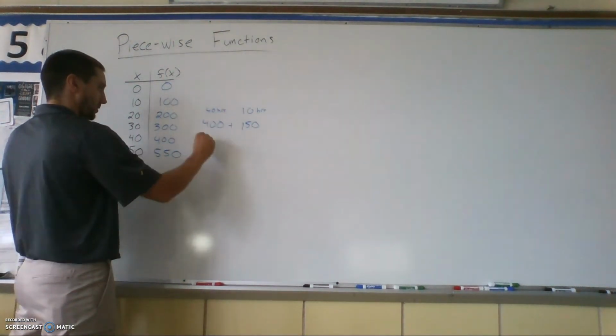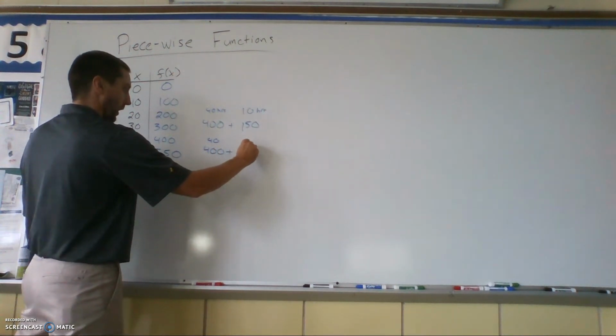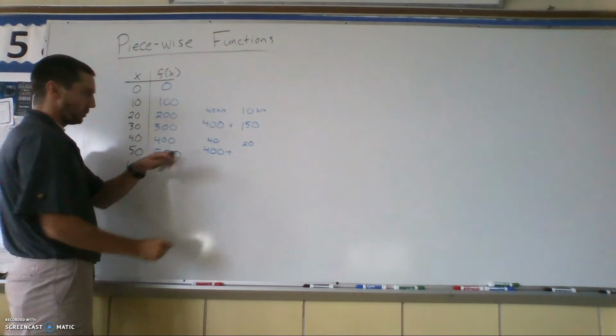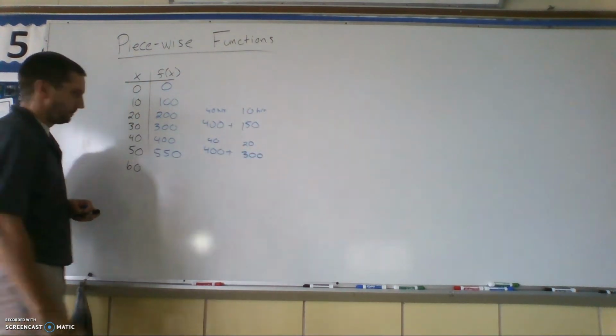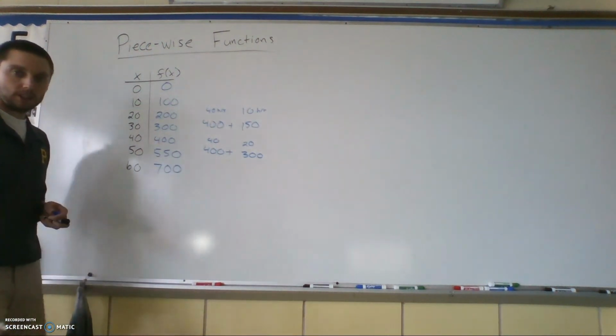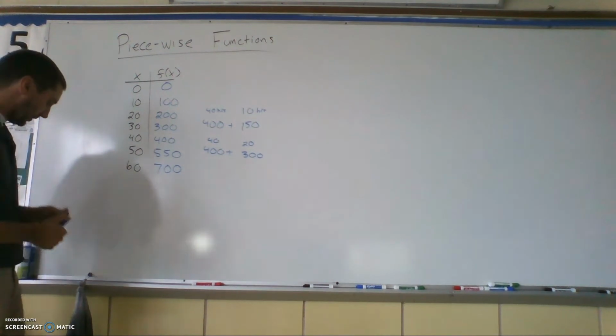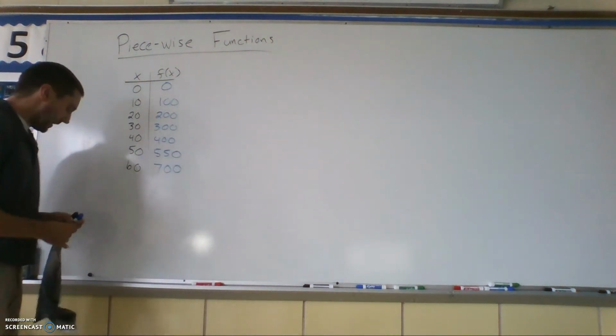Okay. 60, same idea. For 40 hours, I make $400, plus I work 20 hours of overtime. 20 times 15, is that 300? I hope so. And so add those together and we get 700. Okay? So there's our table. That's a nice little table there. So that table might come in handy.